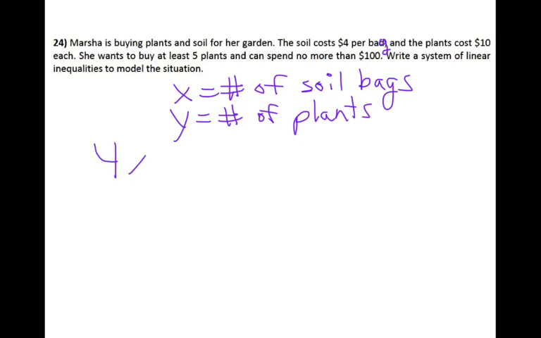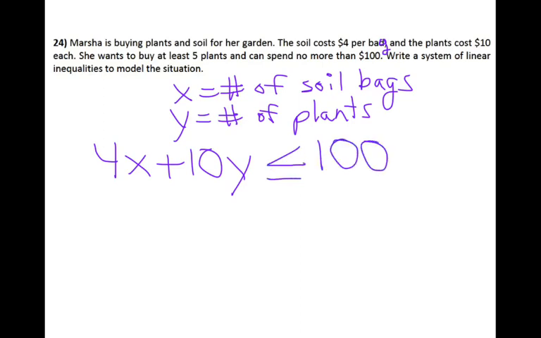Okay, so she has to buy, let's do our money first. So $4 per bag of soil, and then the plants are $10 each, so $10 times the number of plants, and she can spend no more than 100, so less than or equal to 100. And then she has to buy at least 5 plants, so Y is greater than or equal to 5. So you probably remember that one. Alright, last one. So 25. We're on the home stretch, sliding into home base here.